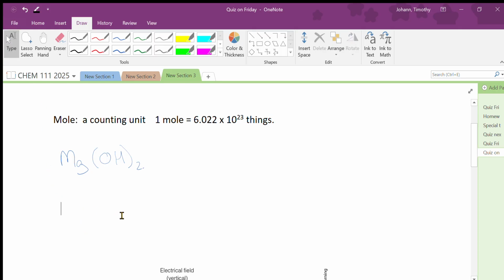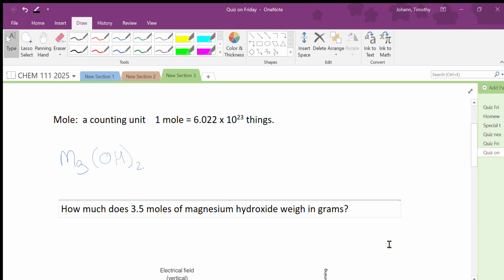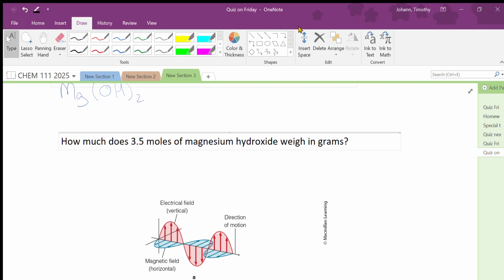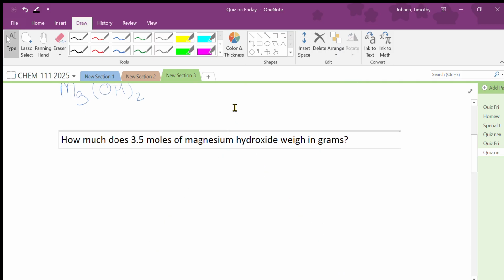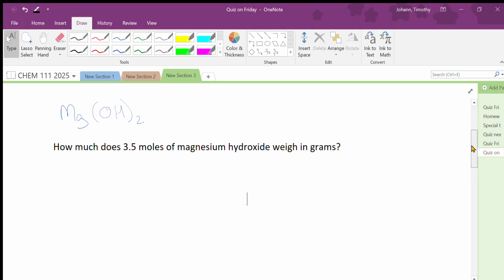All right, so we can use our unit conversion here. We could say, how much does 3.5 moles of magnesium hydroxide weigh in grams? And more correct would be to say, what's the mass of 3.5 moles of magnesium hydroxide? Weight is a force, but we often use it as a mass as well, at least in terms of general talking about it. So it's okay for chemistry here.